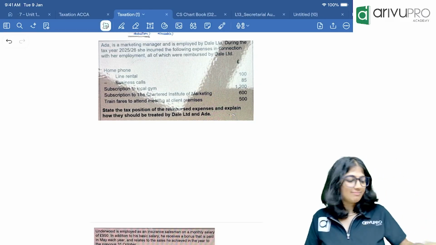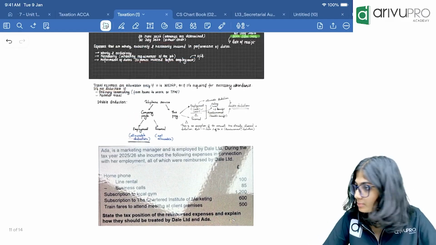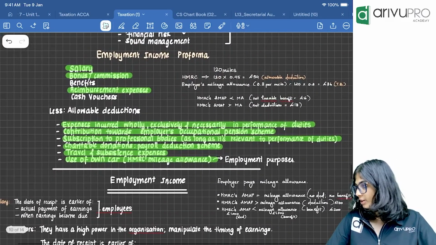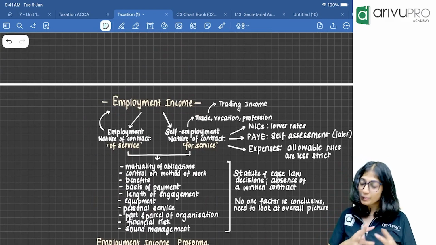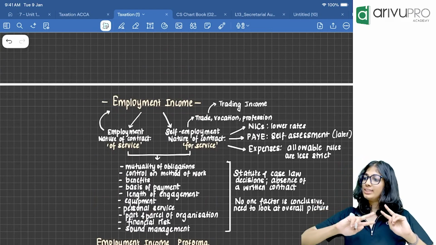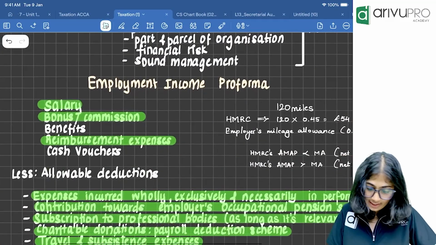Now, welcome back. Let's just look at a few problems on whatever we just discussed. It will really reinforce the concepts that you just learned, and it will become much easier for you to actually relate to the topic. And in the next class we'll be looking at the benefits and cash vouchers.